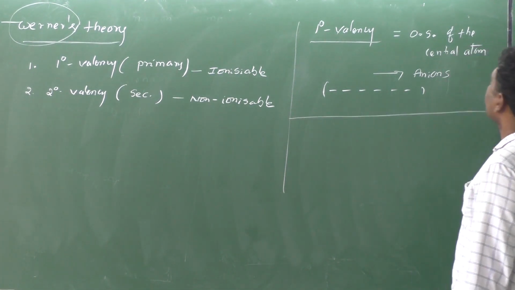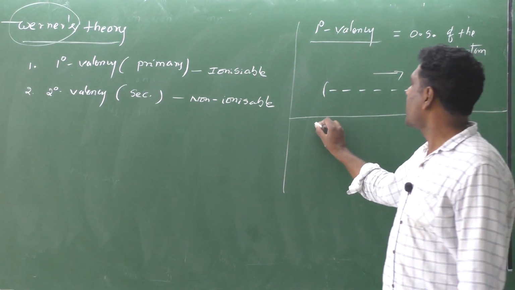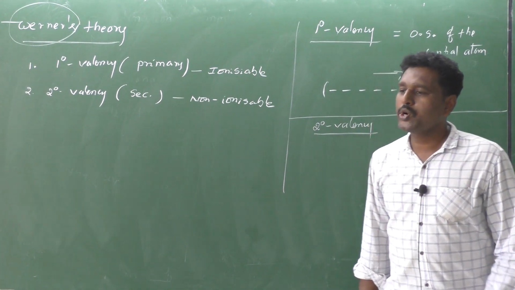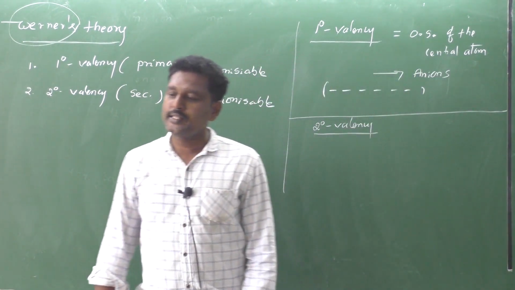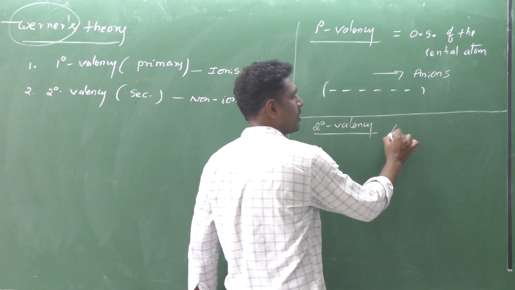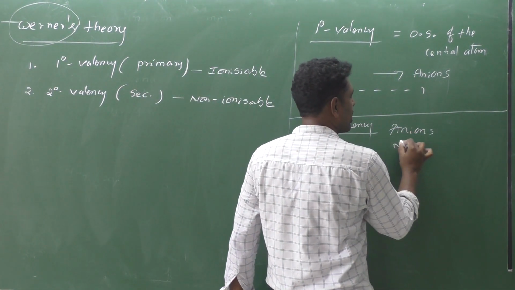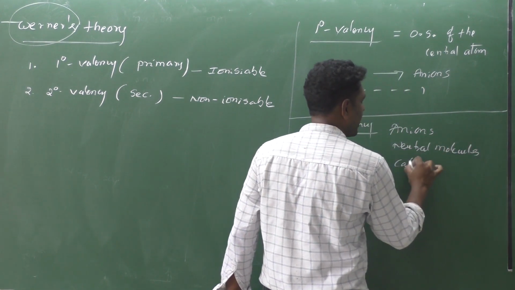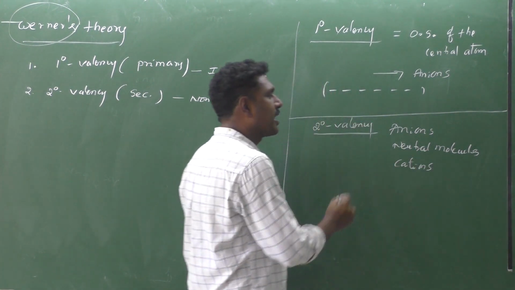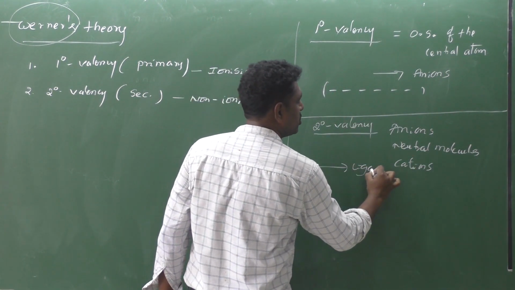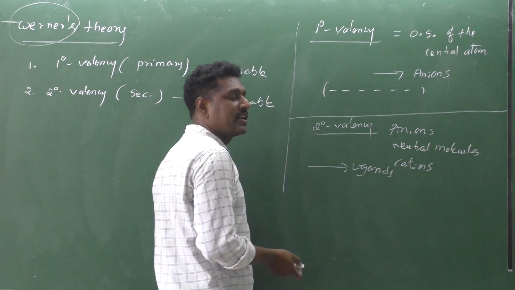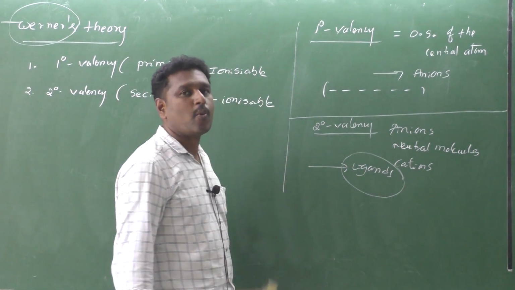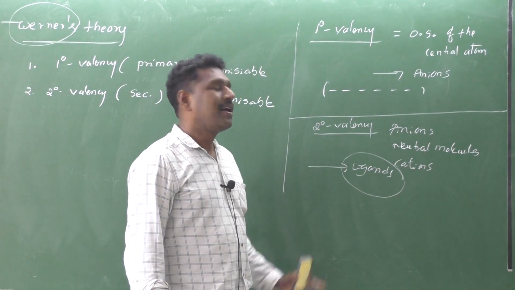After that, the 2 degree valency. The 2 degree valency is called non-ionizable valency. It is satisfied by anions, neutral molecules, and sometimes cations. It is satisfied by ligands. Those molecules or substances which satisfy the 2 degree valency are called ligands. What are ligands? We'll explain later.